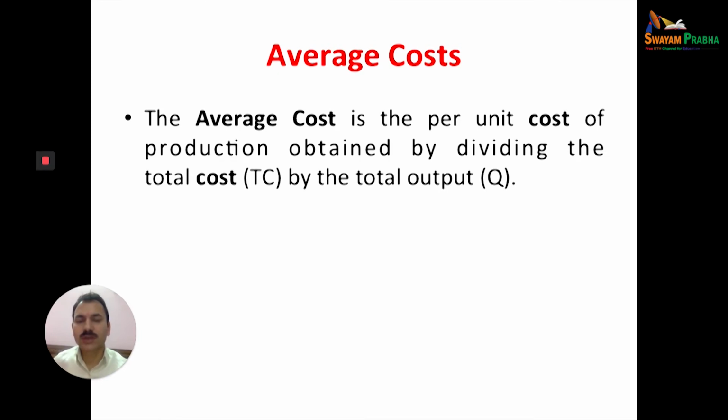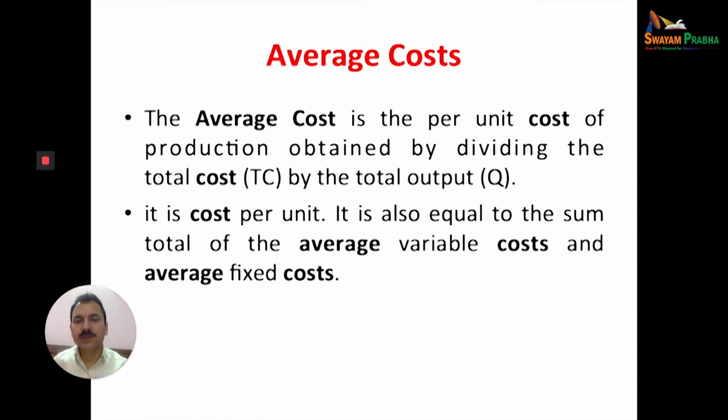Total cost divided by quantity is known as the average cost. It is the cost per unit. It is also equal to the sum of the average variable cost and average fixed cost. So per unit cost is what you can see as average cost. AC means average cost, TC is total cost divided by quantity.